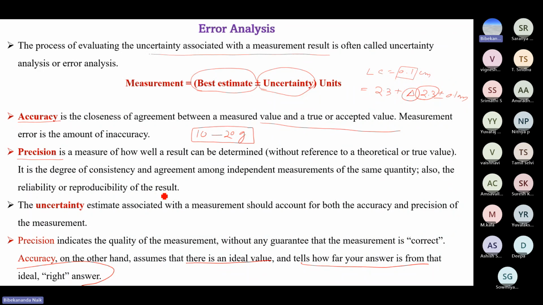And these accuracy and precision are mainly related to error and uncertainties. Accuracy is related to error, because if it is more accurate, then it has less error. If it is less accurate, it has more error. On the other hand, when you talk about precision, if it is more precise, then it is less uncertain. If it is less precise, then it is more uncertain, that is, uncertainty is more. So we can compare accuracy with error in a measurement and precision with uncertainty in a measurement.